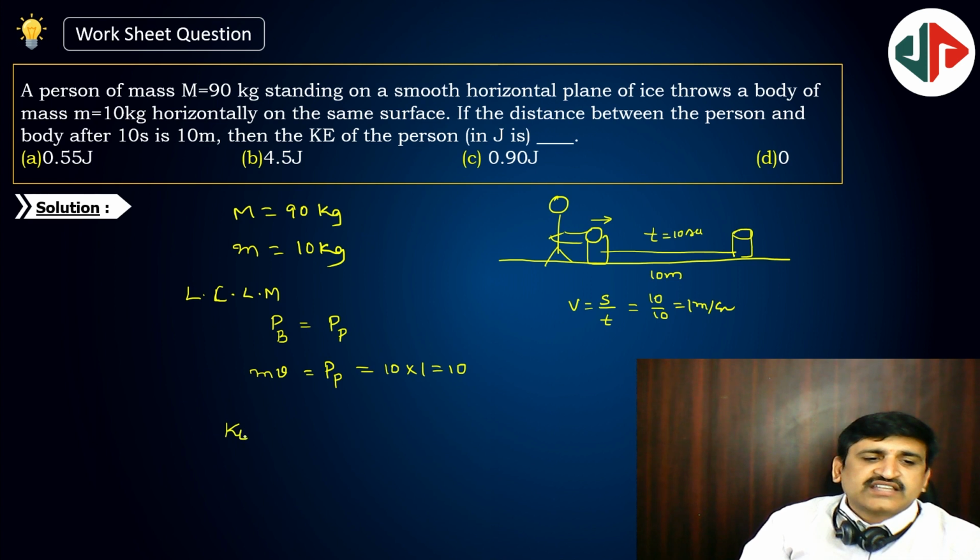Then kinetic energy KE is equal to p square by 2m. The momenta will be the same, no? That's why p square is 10 into 10, by 2m, 2 into the m value. Whose kinetic energy are you calculating? The kinetic energy of the person, mass 90. So the zero will go, and this is 10 by 18, right?